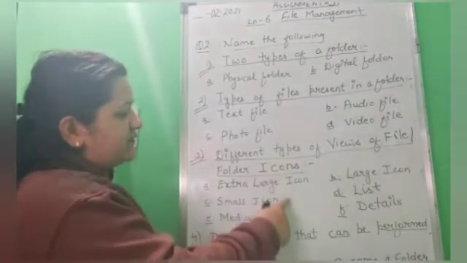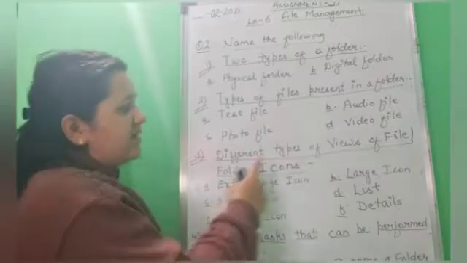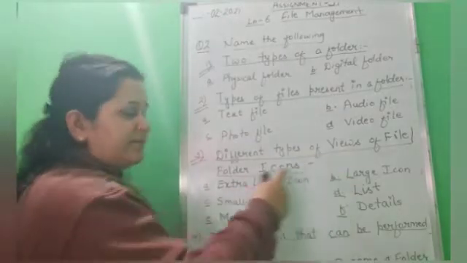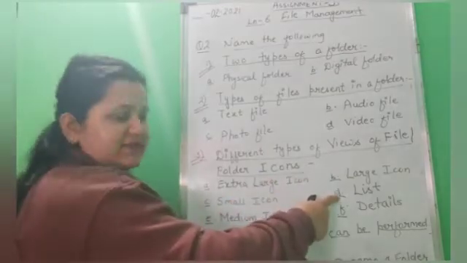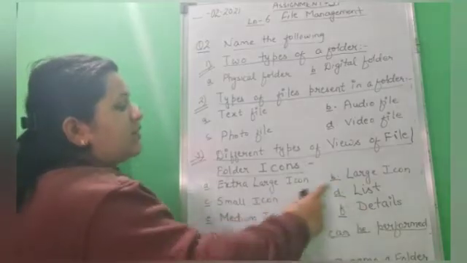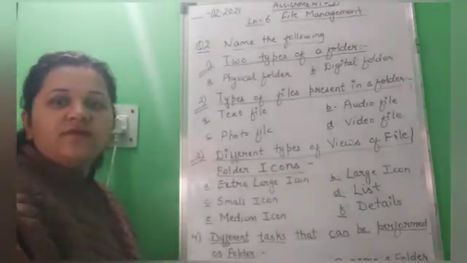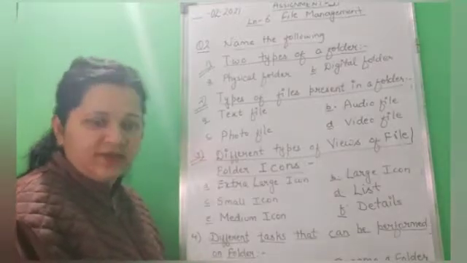Okay, so these are the different views of file folder icons. First is extra large icon, second is large icon, third is small icons, fourth is list, then medium icon and details. These all are the types of views of file folder icons, that is how you can view a file or folder icon.